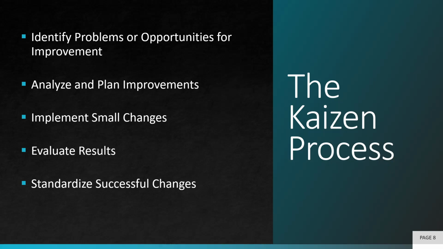The fourth one is evaluate result. So when we implement the changes, we need to also evaluate the result, so that we get to know whether we are on the right track or we still need to do something better. The fifth one is standardize successful changes. So those are the changes which are really making some good impact. Then we can standardize those successful changes.